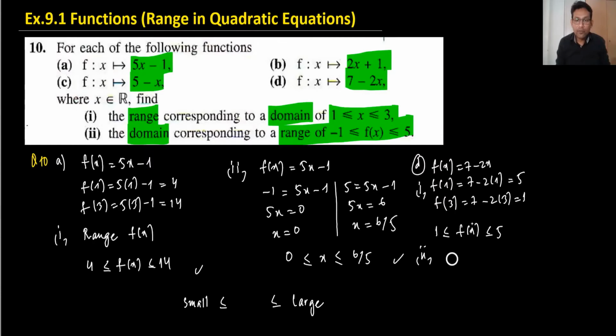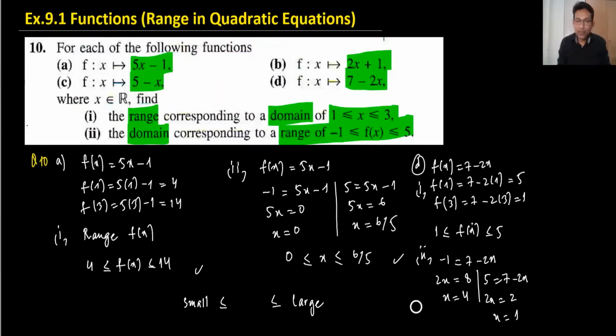In the second part, we write minus 1 is equal to 7 minus 2x. I'm finding the domain now. So it's coming 2x is equal to 8 and x is coming 4. And in the second part, when you write 5 is equal to 7 minus 2x, 2x is equal to 7 minus 5, so it's 2, and x is equal to 1.